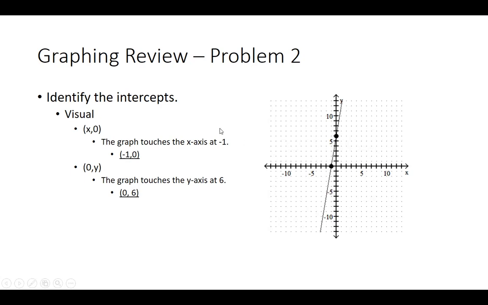So the points that are the intercept points, the x-intercept would be where the graph touches the x-axis at -1. So (-1, 0) is that intercept right here. The y-intercept would be where the graph touches the y-axis. That's at 6. So (0, 6) would be the other intercept point.